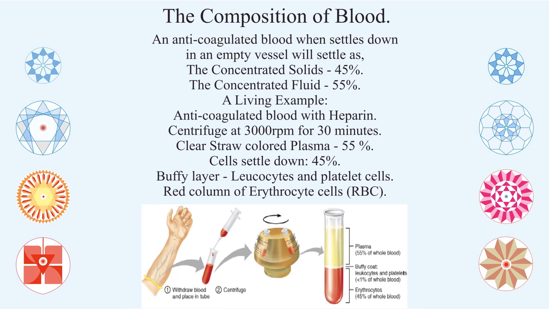So from that angle you can see the 45% of the whole blood as erythrocytes, leukocytes and platelets, and also the plasma which consists of the solid as well as fluid matter. If this picture is understood very clearly, it will be easy for us to build on it as we proceed towards higher levels of consciousness.